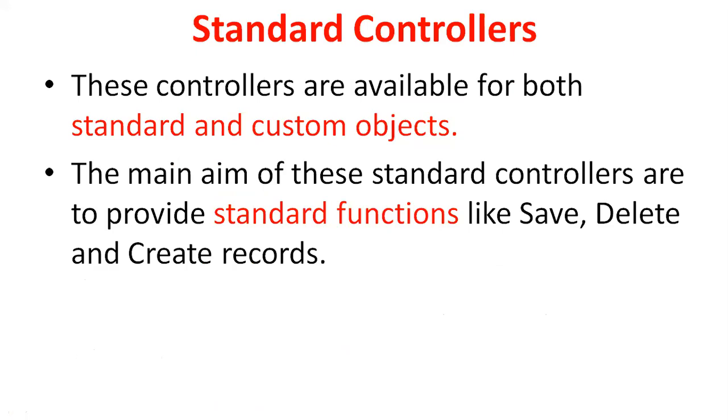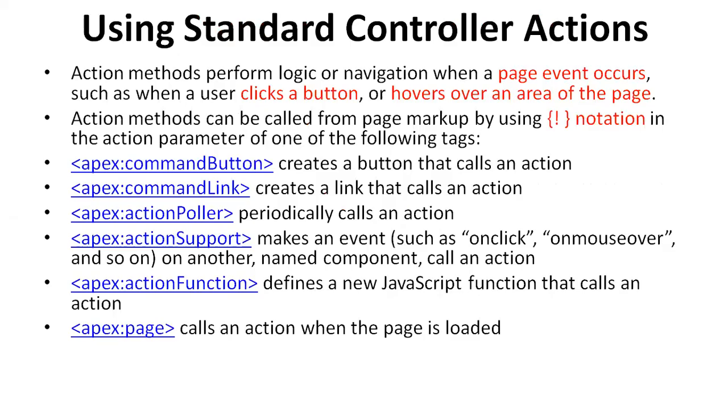How can you implement the standard controller? By using standard objects as well as custom objects. The main aim of these controllers is to provide standard functionality, like saving the data, deleting the data, submitting the data, and creating a record. For doing that, you use these types of standard controllers. In the standard controller you have some actions.